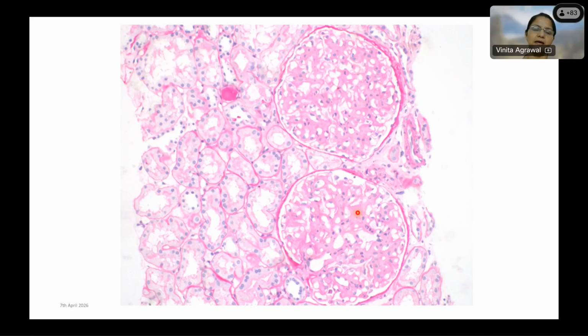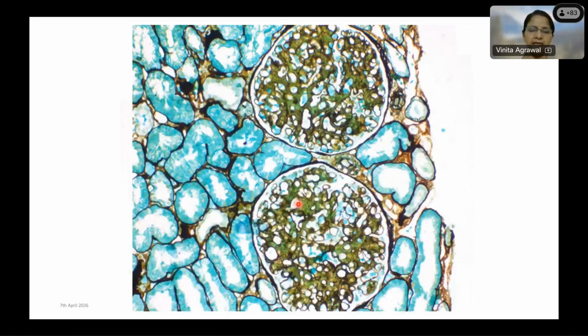Now we come to silver methenamine. You see the same material. It has a light green color, whereas if it were just mesangial matrix, it would have been black. It is greenish because we are using light green as a secondary stain. So that means something is getting deposited. At this point, the first thing that comes to your mind is a deposition disease. Everybody agrees?